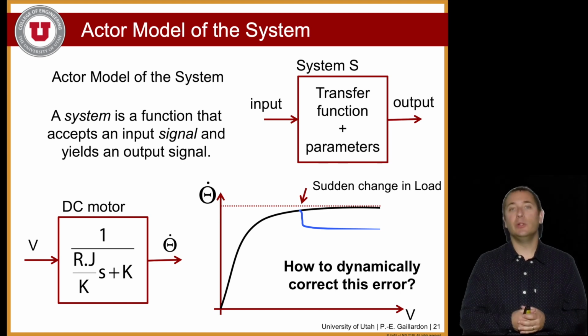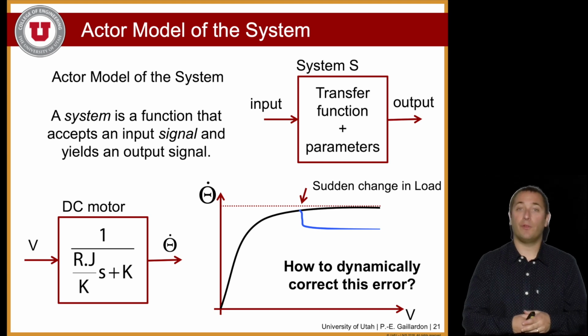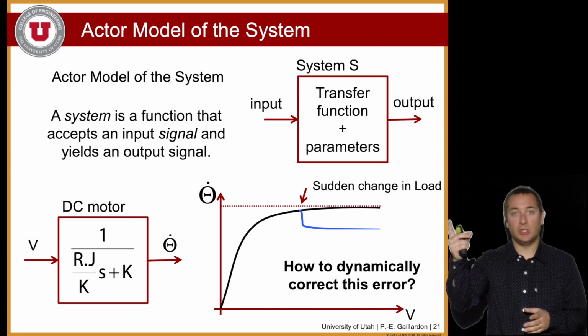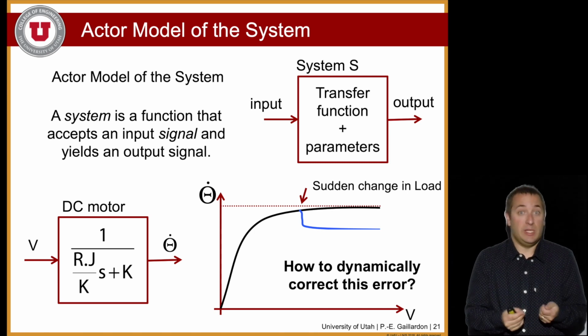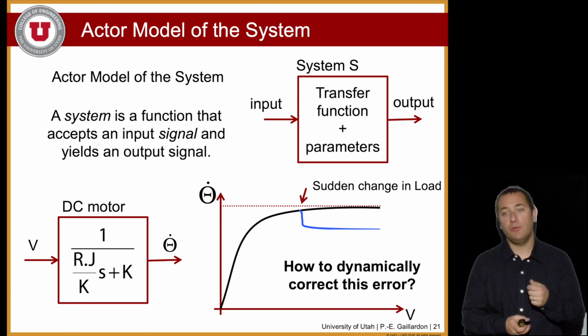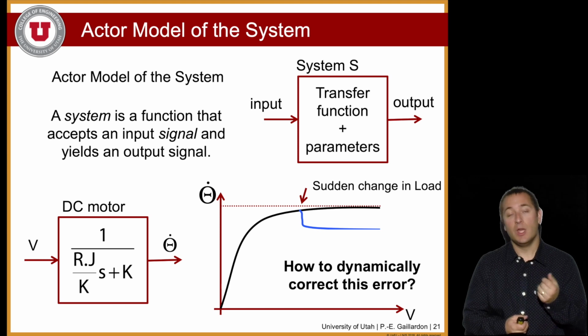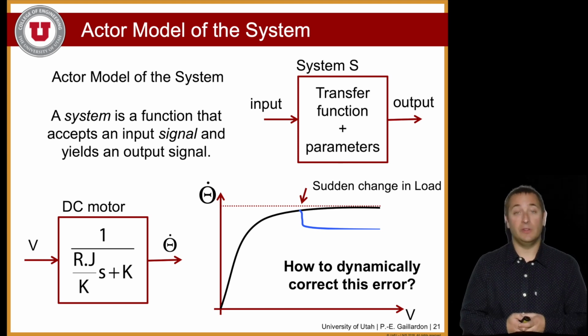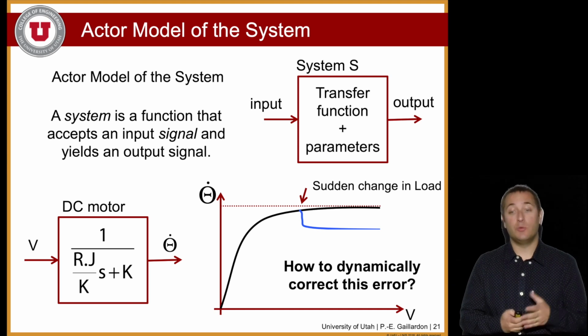So now if you look at the plot at the bottom right, where you have the relationship of the speed, the angular velocity, as a function of the voltage that is applied, you will follow this exponential charge, which is how it behaves when you apply the voltage the first time. But hey, what happens if you have a sudden change in the load? You will actually reduce the angular velocity. So what we want to do is dynamically correct this error. How can we do that?